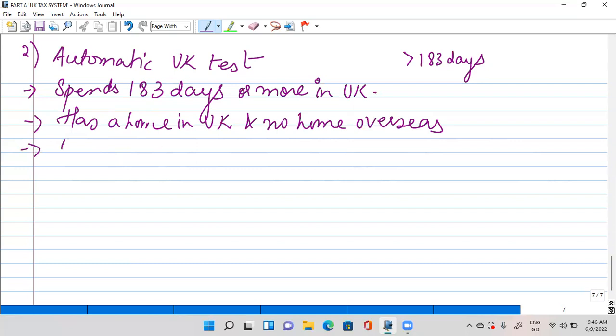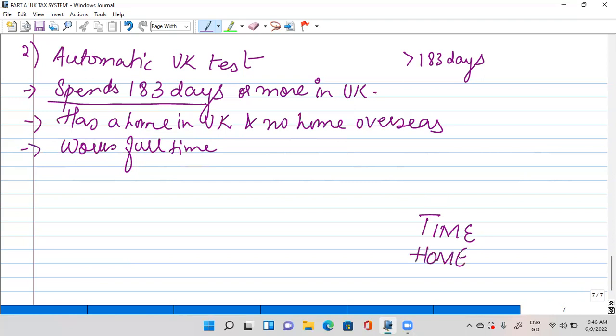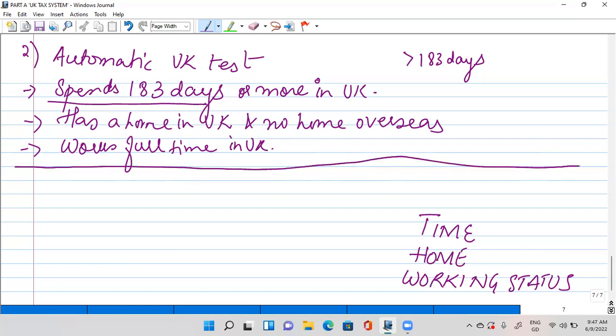The third one is that he works full time. So you can see that your residence is being determined by where you spend your time. Basically, the indicators that you have to see in all of these tests are the time that individual is spending, where he is living, his home, where that home is, and his working status. These are the determinants. Works full time in the UK, and I'm talking particularly about the tax year for which we are doing this test.